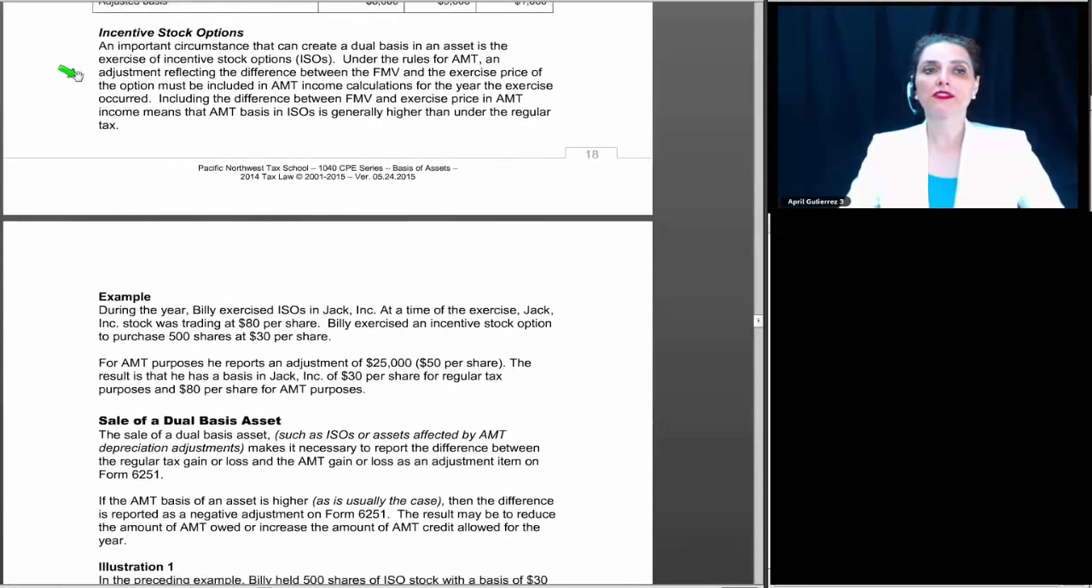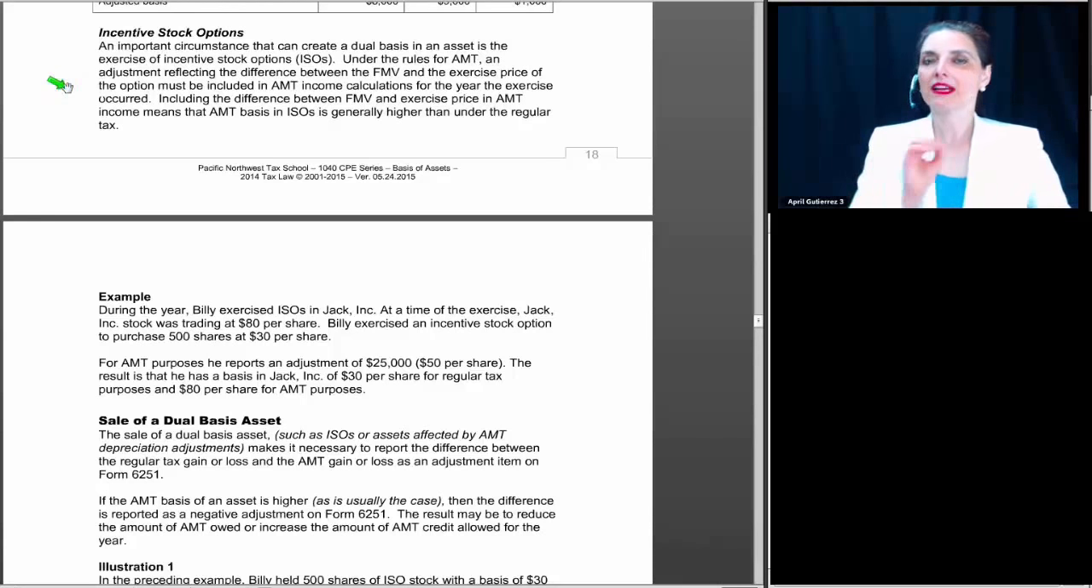The next reason why there can be a difference, the next most common reason, has to do with incentive stock options. An important circumstance that can create a dual basis in an asset is the exercise of an incentive stock option. And under the rules for AMT, an adjustment reflecting the difference between the fair market value and the exercise price of the option must be included in AMT income calculations for the year the exercise occurred. And then you include the difference between the fair market value and the exercise price in AMT income.